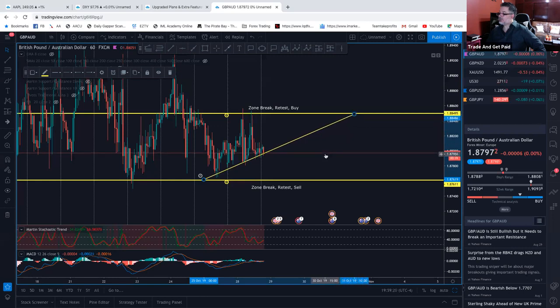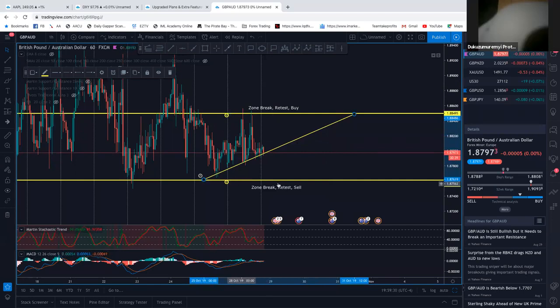That needs a new trend line right there. It may respect that. We'll see. And that's the alert, because I have alerts on the trend line and the zones.